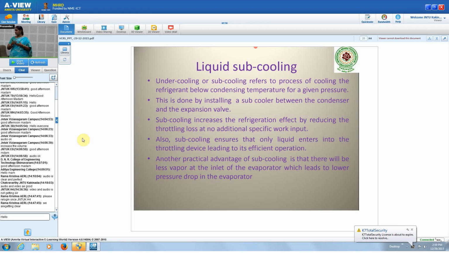Okay. So subcooling means that at the end of the condensation, the temperature of the liquid refrigerant will be lower than that of the saturated liquid temperature. It is the process of cooling the refrigerant below the condensing temperature for a given pressure. That condensing temperature is nothing but the saturated liquid temperature. This is done by using a subcooler or a heat exchanger. Subcooling increases the refrigerating effect for the same work input.